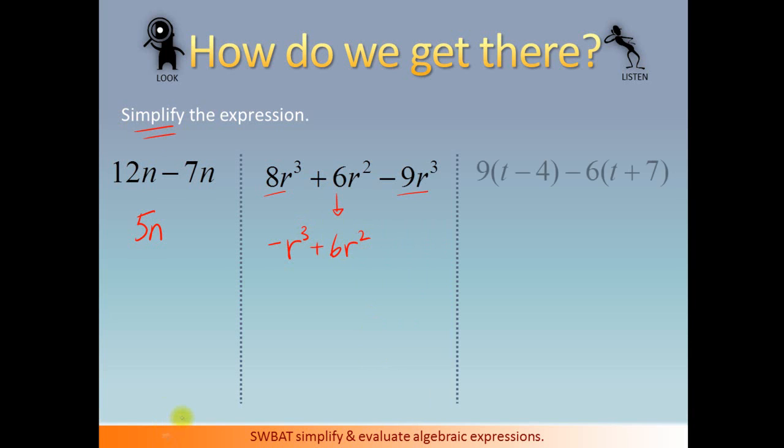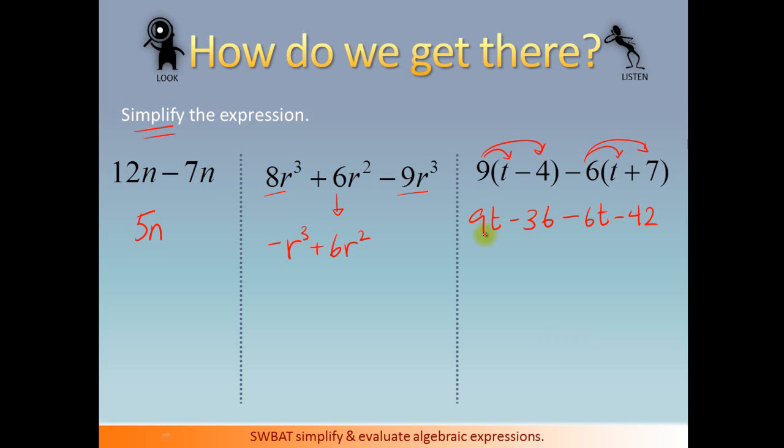Sorry, another one. We're still simplifying, but now we're adding certain properties. So the property that we're having to use first before we combine like terms is the distributive property. So I'm going to distribute the 9, distribute the -6, not 6. So I have 9t minus 36 minus 6t minus 42. And now we look for like terms.